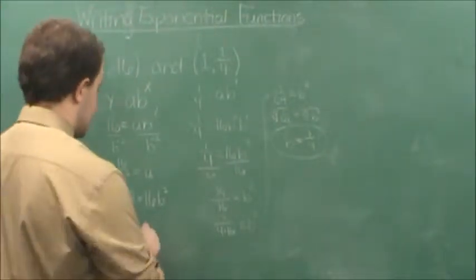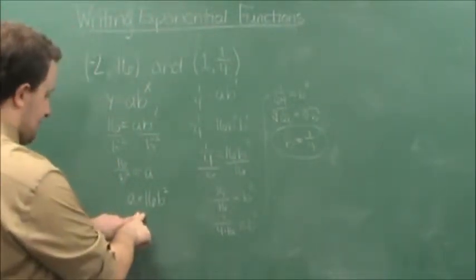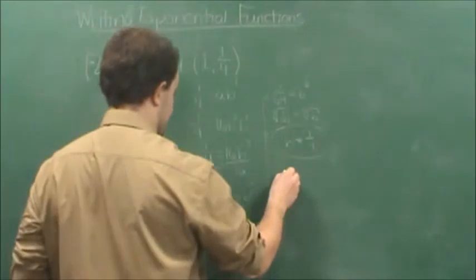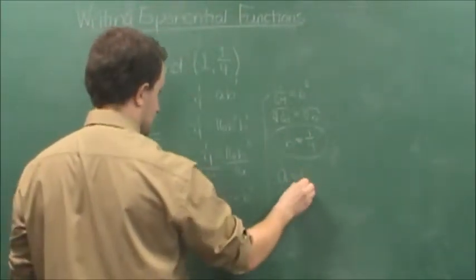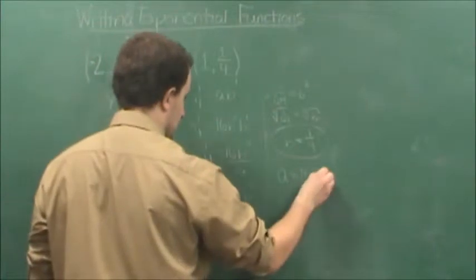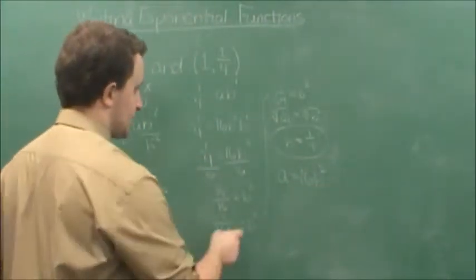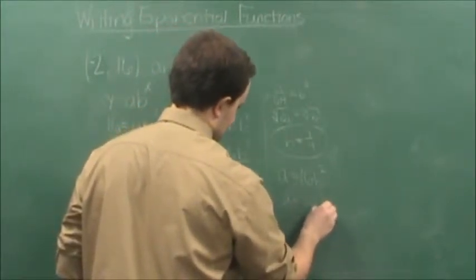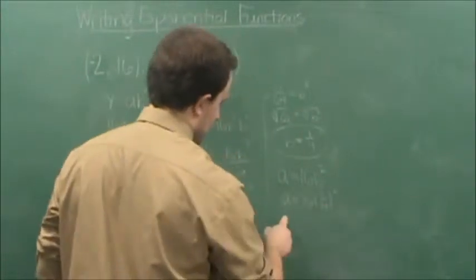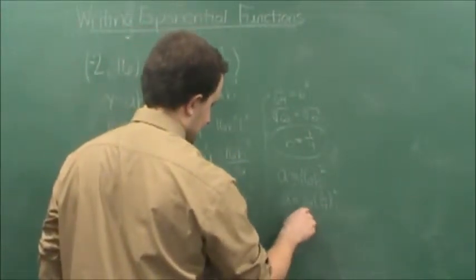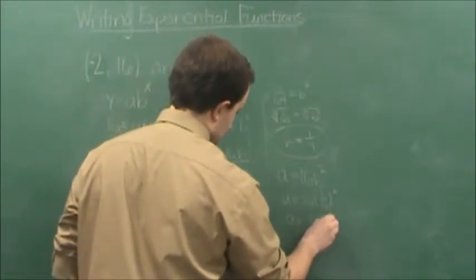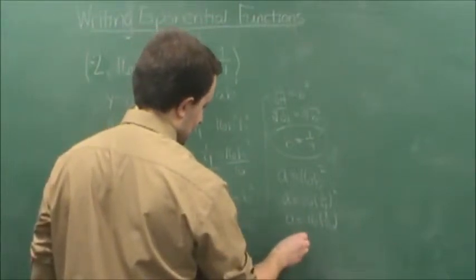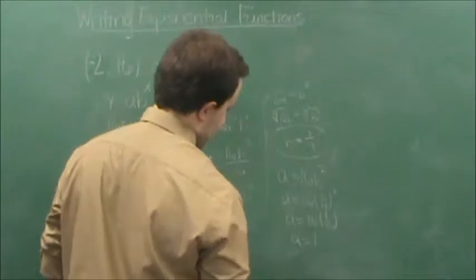So now we're going to use this expression for a and solve it given our value of b. So our value of a is equal to 16b squared. Now we're just going to substitute 1/4 in for b. We get a equals 16 times (1/4) squared. That's really the same thing as a is equal to 16 times 1/16. And when we multiply 16 and 1/16 together, we get a is equal to 1.